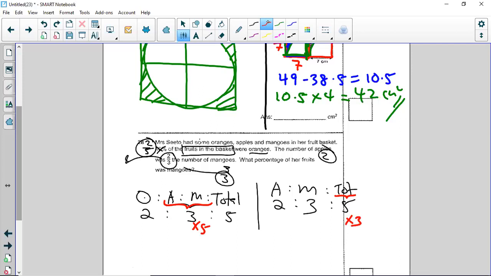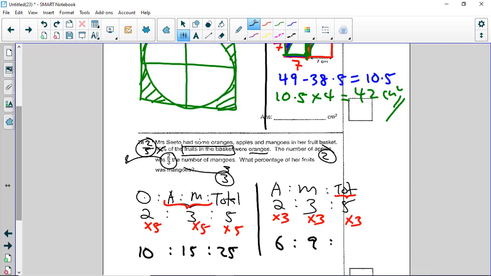Okay, ratio method. So the entire ratio, you have to times 5, and then times 5, and then this ratio, you have to times 3, and then times 3. And then what will happen? Then you will get a new ratio, which is 10:15:25, and then you will have 6:9:15. So once you make the apples and mangoes equal, then you can call them the same units. All of them will be called units.